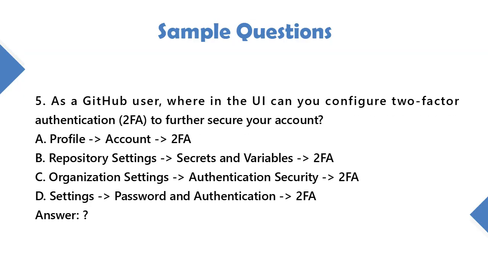5. As a GitHub user, where in the UI can you configure two-factor authentication, 2FA, to further secure your account? A. Profile to account to 2FA. B. Repository settings to secrets and variables to 2FA. C. Organization settings to authentication security to 2FA. D. Settings to password and authentication to 2FA.